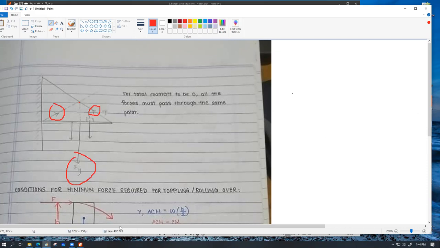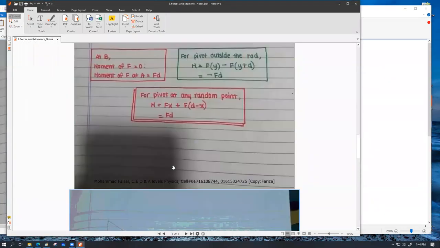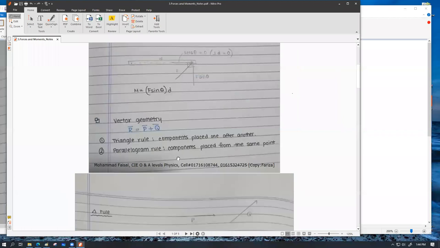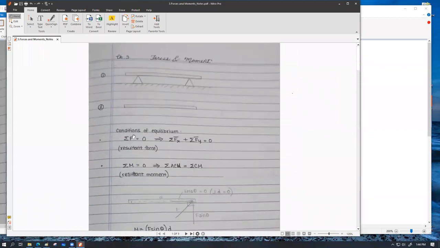If we go a bit earlier, for an object to be in equilibrium we need to fulfill two conditions. What are those two conditions? Have a look. The conditions of equilibrium have two parts. The first part is that the resultant force has to be zero. The second part is that the resultant moment has to be zero.